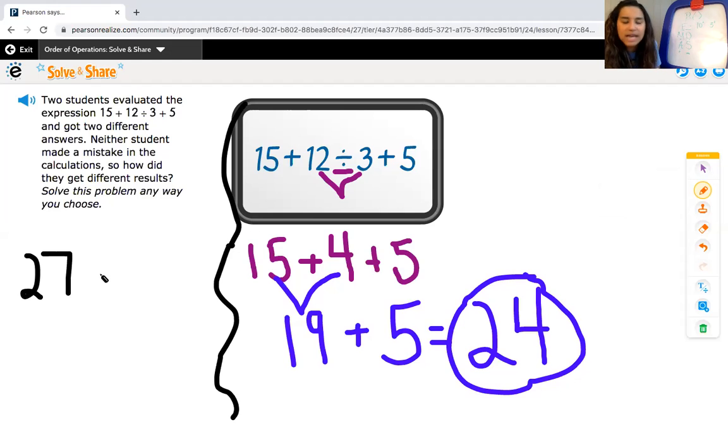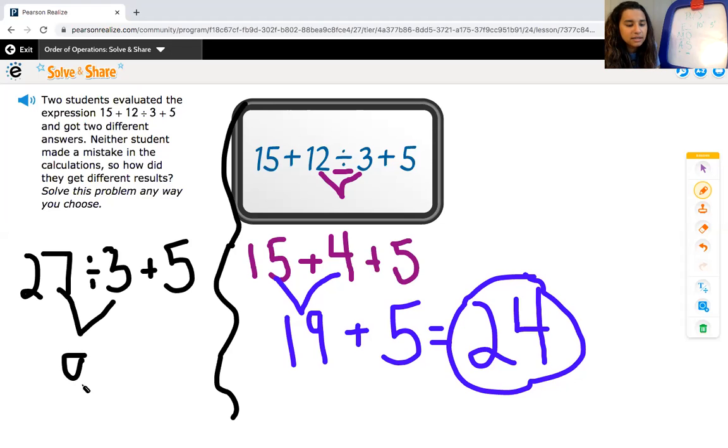And then I would bring down everything I didn't use, just like we did in the first problem. So divided by 3, because we didn't use that yet, plus our 5. And then I would do 27 divided by 3, and that equals 9. And then I bring down my plus 5. And 9 plus 5 is what? Well, 10 plus 5 is 15, right? So 9 plus 5 is 14.